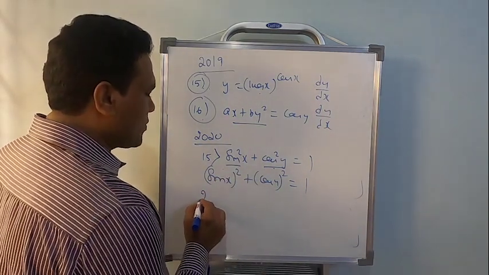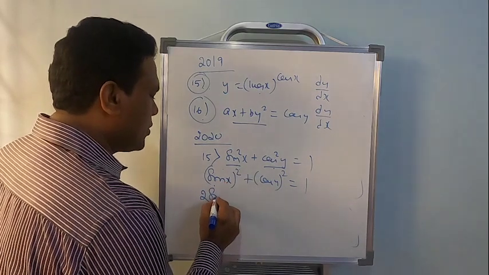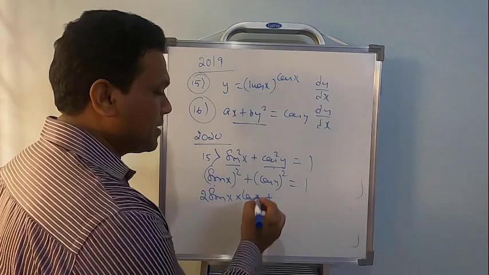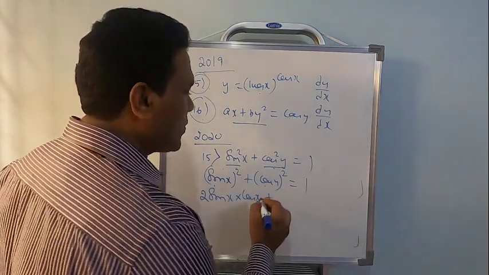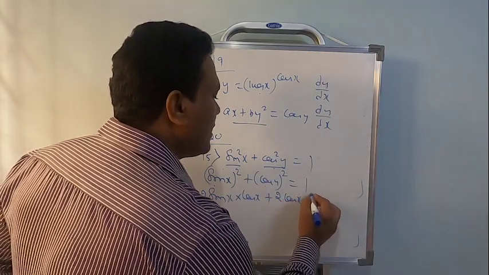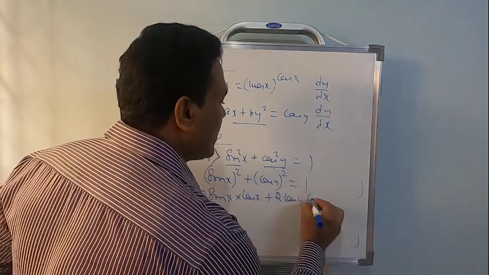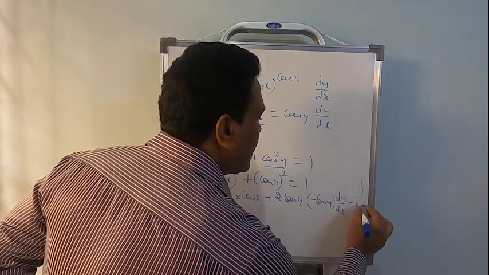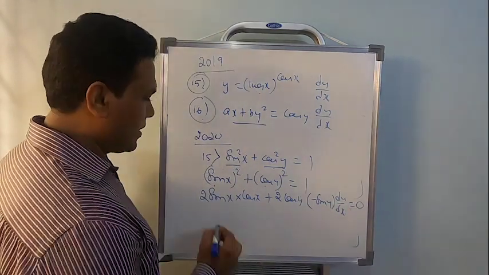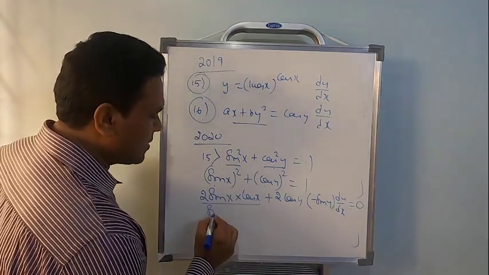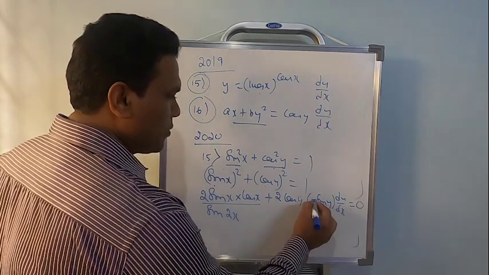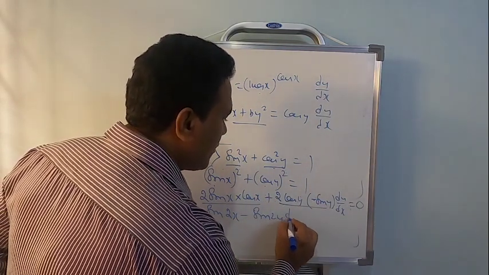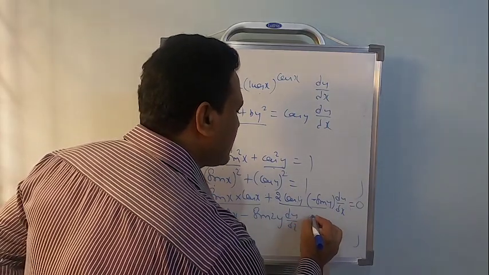What is differentiation of sin square x? First, it's in the form of x square. So 2 sin x multiplied by differentiation of sin x, which is cos x, plus again it's in the form of x square, so 2 cos y, differentiation of cos y is minus sin y multiplied by dy by dx, and the right hand side will be 0 because it is 1. 2 sin x cos x is sin 2x, and now there is a minus sign. Again this value will be sin 2y multiplied by dy by dx, and the right hand side will be 0.